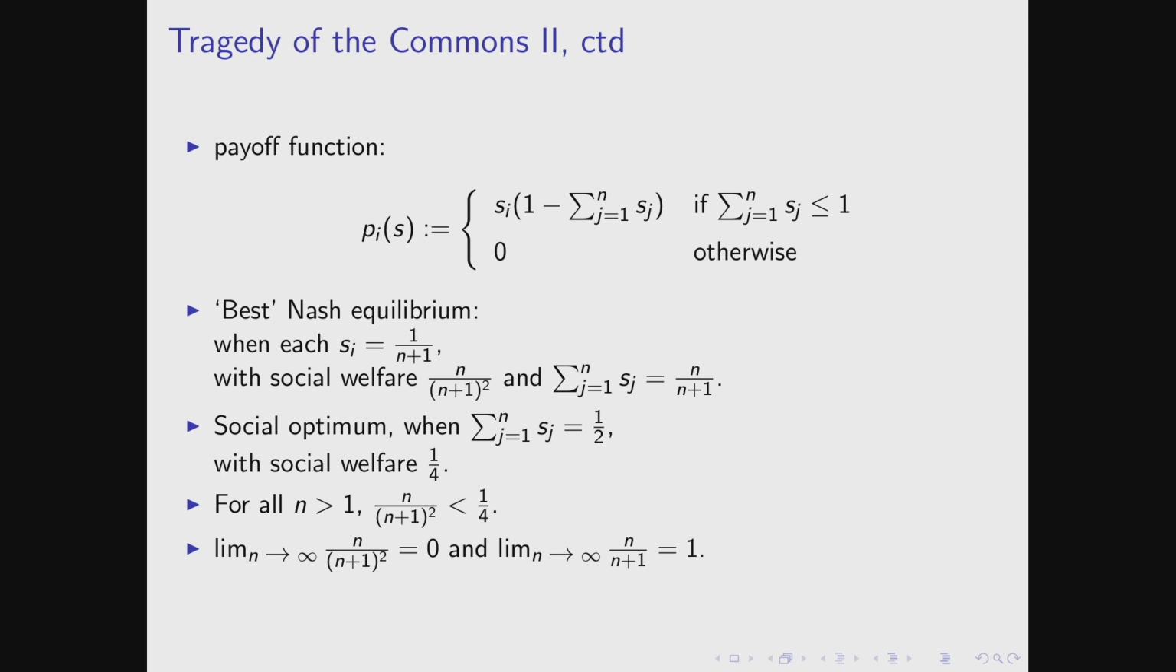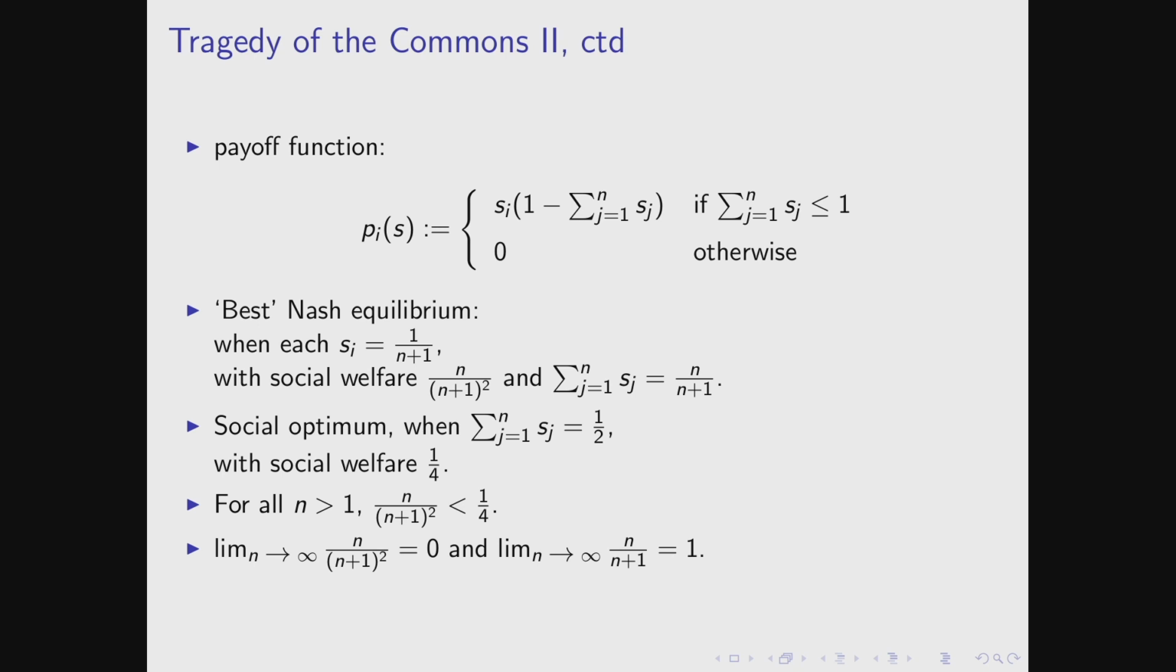one can always show that for Nash equilibrium the social welfare is smaller. And in fact, what happens here is that when the number of players increases, then the social welfare goes down, and the usage of the resource leads in the limit to 100%, whereas the social welfare, the optimum, never changes. It is just 1/4, and the usage of the resource is 50%.